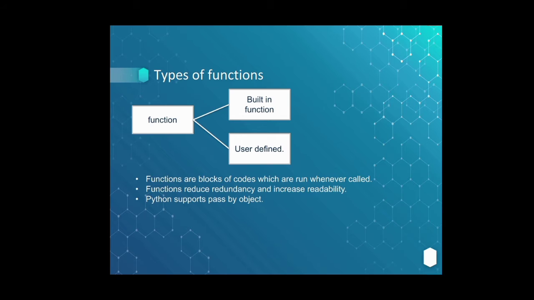So why are functions required? Because functions reduce redundancy and increase readability, and there is something called pass by object. If you are new to programming, then you would know that there is something called pass by value and pass by reference. Well, Python supports pass by object, which means that it creates an object whenever a particular function is called and then does the work. So let's start the class in Python and have some examples.